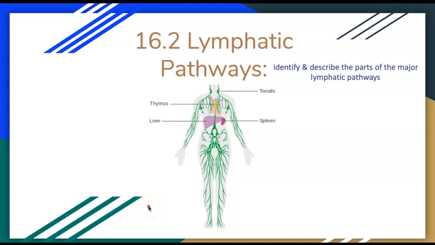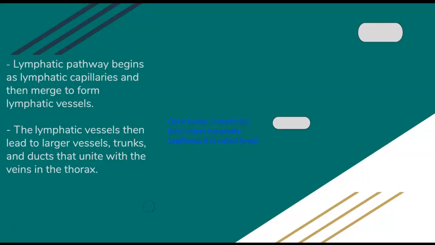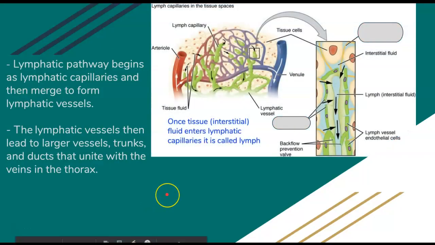Hey guys, today I'm going to be doing Chapter 16, Section 2, Lymphatic Pathways. We're going to identify and describe the parts of the major lymphatic pathways. Lymphatic pathways begin as lymphatic capillaries and then merge to form lymphatic vessels. The lymphatic vessels then lead to larger vessels, trunks, and ducts that unite with the veins in the thorax.